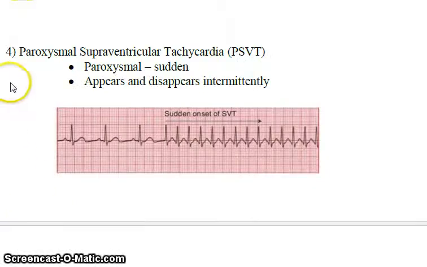Okay, the next supraventricular arrhythmia is number four here listed, paroxysmal supraventricular tachycardia. The word paroxysmal means sudden. So this is something that just appears and disappears intermittently. And here is a picture of it. So here we're going along at a normal rhythm. All of a sudden, patient goes into PSVT. And then it'll stop just as abruptly as it started.